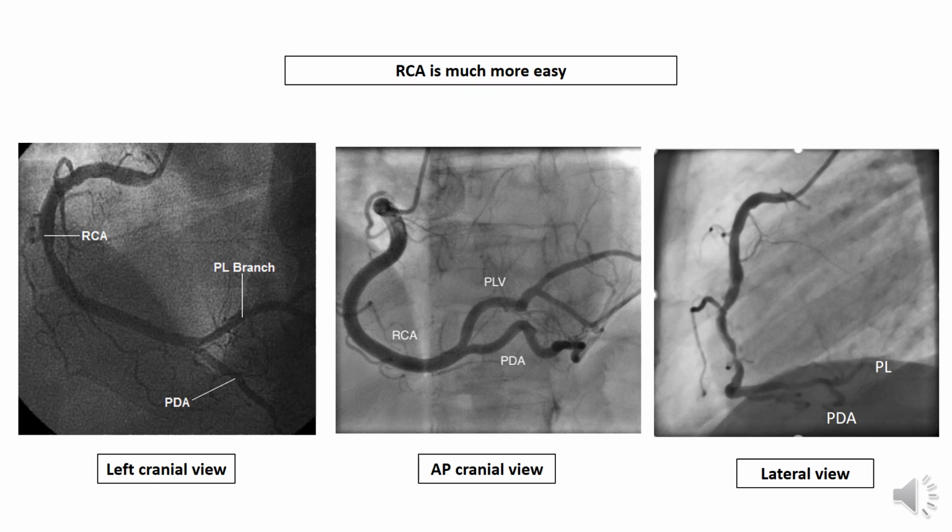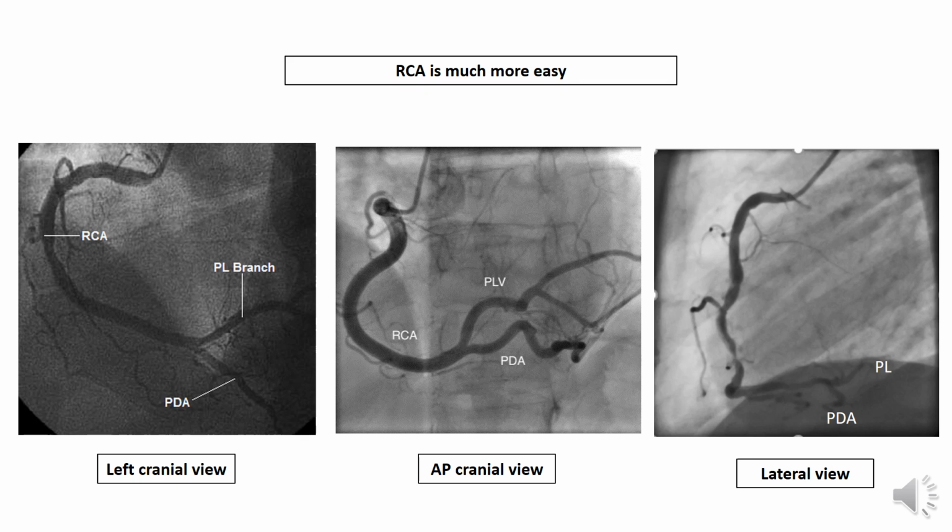In this orientation, we are looking from the left side of the patient, from the patient's head, left cranial view. So we are seeing the opposite copula of the diaphragm. This view is very important in assessment of the proximal and mid segment of the right coronary artery.